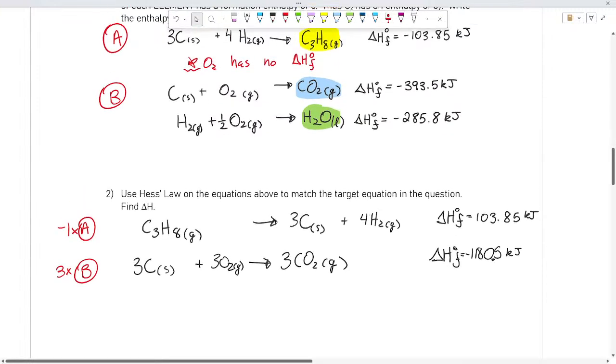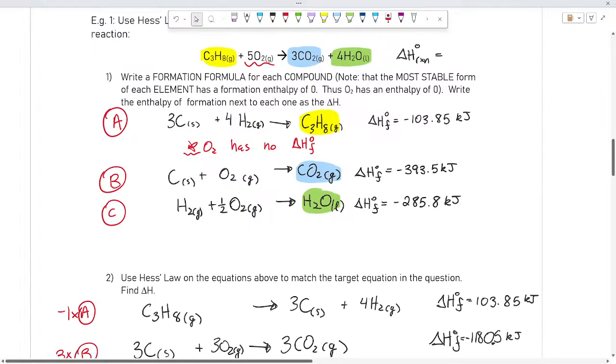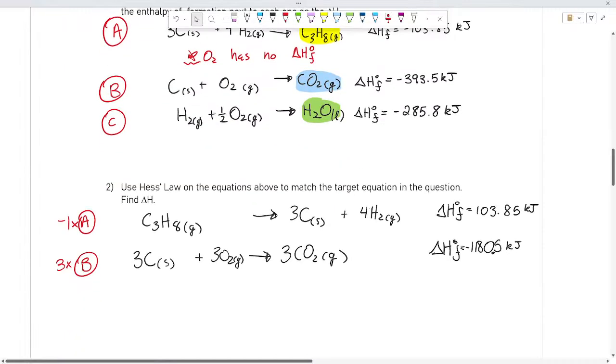All right. And what about C? Is it in the right spot? Yes, it's on the right side of the reaction. That's where we want it. But we need to multiply it. And how many do we need? 4. So we're going to do 4 times reaction C.